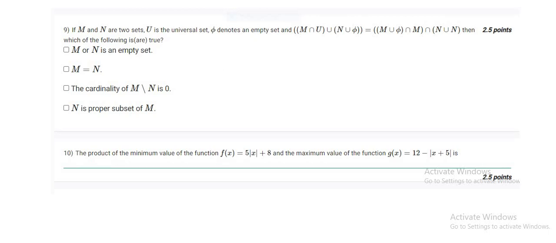So question number 9 says that if M and N are two sets, U is a universal set, phi denotes an empty set, and M intersection universal set union N union phi is equal to M union phi intersection N whole over intersection N union N, then which of the following statements are true? Let's first of all simplify both sides and see what result we get.